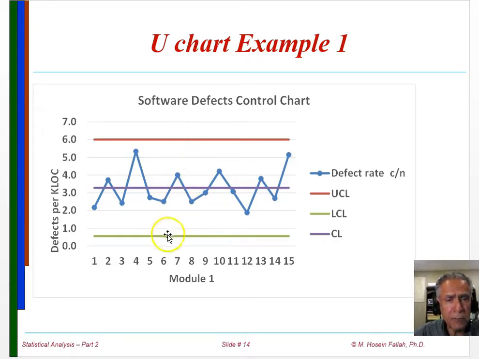Now, if this level of defect is not acceptable, then we may need to do more training and improve. And if we improve the process, then these control limits will shrink and become tighter, and that may be what the customer may want to require from us in terms of the quality of the output. So that's how we look at the U chart.